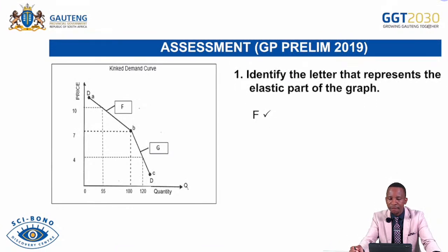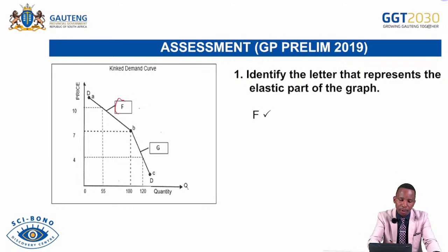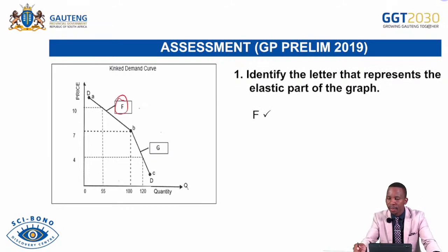And then identify the letter that represents the elastic demand curve. This is point F, as it's given there.